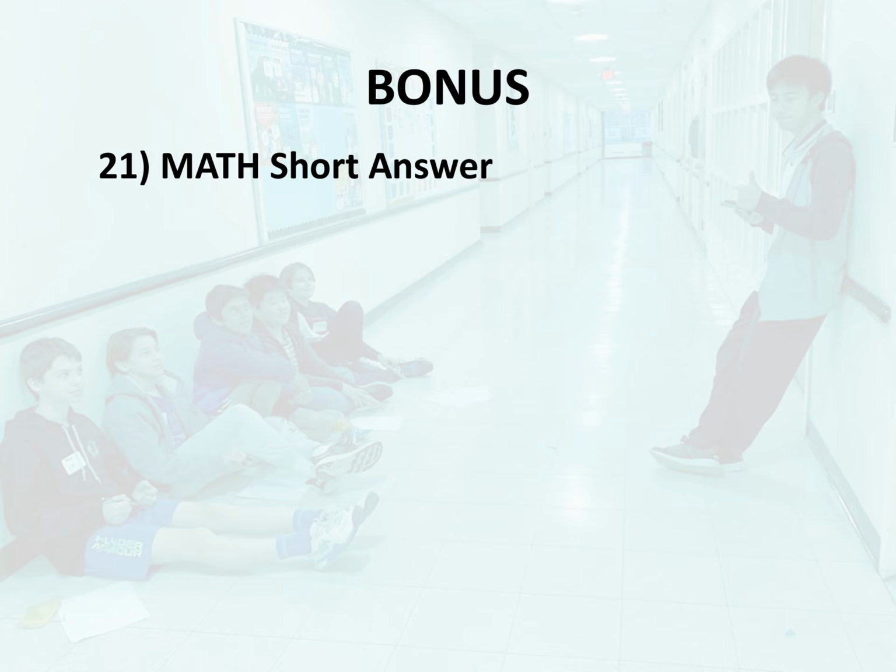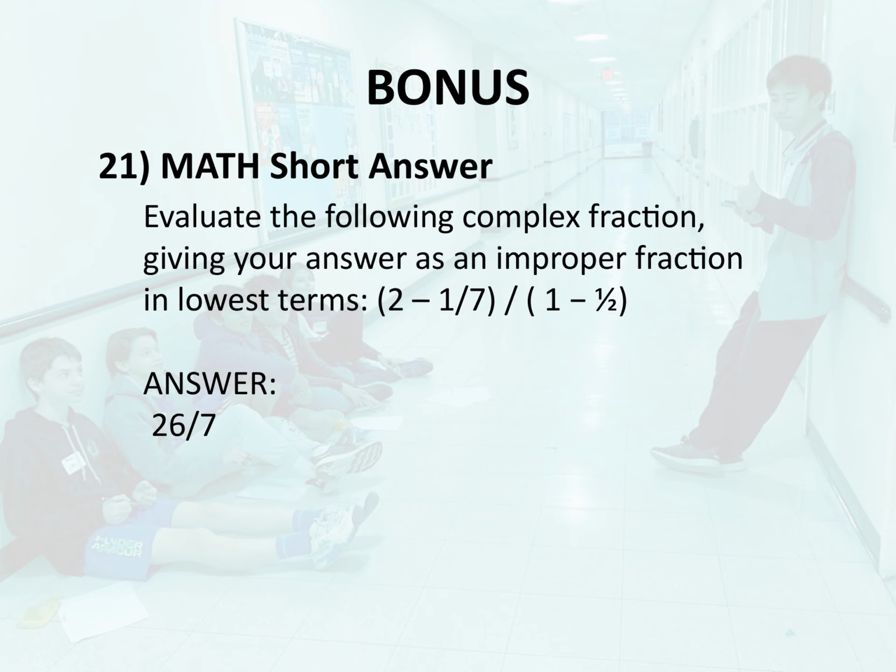Bonus 21. Math. Short answer. Evaluate the following complex fraction, giving your answer as an improper fraction in lowest terms: 2 minus 1 over 7, all divided by 1 minus 1 half. Answer: 26 over 7.